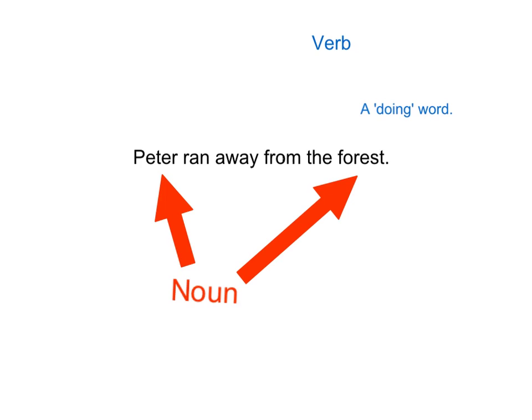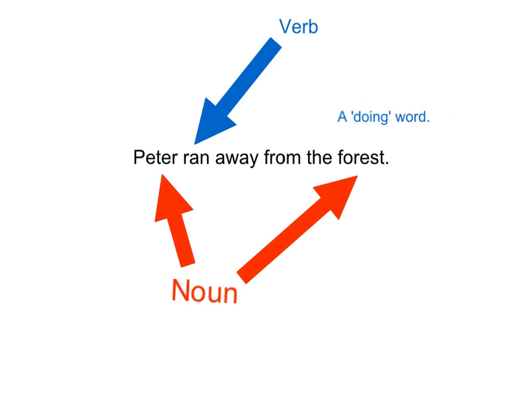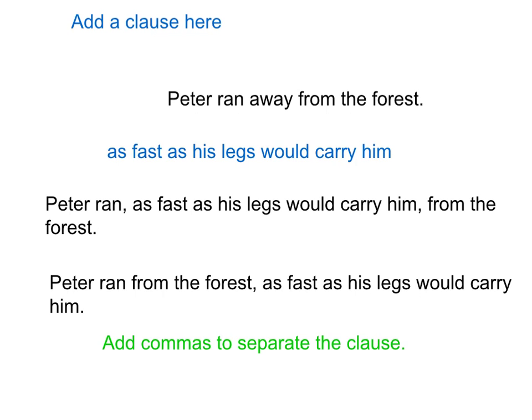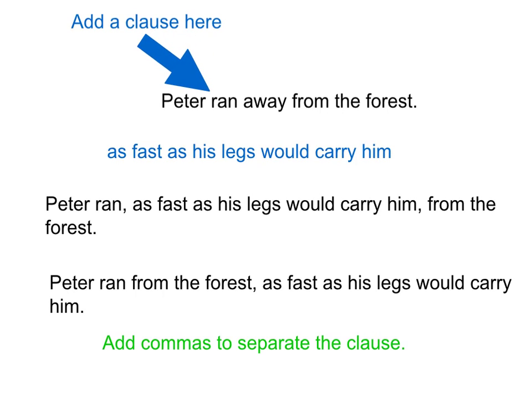So now let's identify the verbs. So we've got a verb here. The verb in this sentence, which of course is our doing word, what the person is doing, is ran. So we're going to add a clause to the verb. Our simple sentence is Peter ran away from the forest. And so we're going to add a clause here.